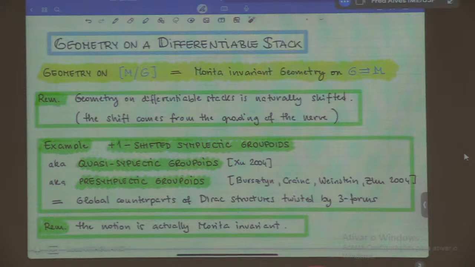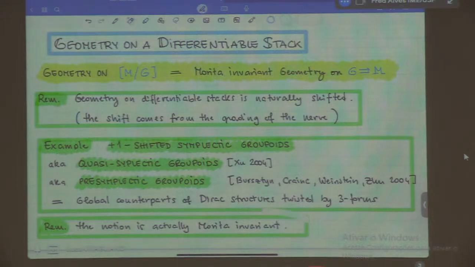In differential geometry, these were defined independently by Ping Xu and Bursztyn et al. 20 years ago under different names. Xu's name is quasi-symplectic groupoid, Bursztyn et al.'s name is twisted presymplectic groupoid. For now, it's enough to tell that these plus one symplectic structures were actually the global counterpart of Dirac structures twisted by a Ševera three-form. Later, I will say a little bit more about these structures.